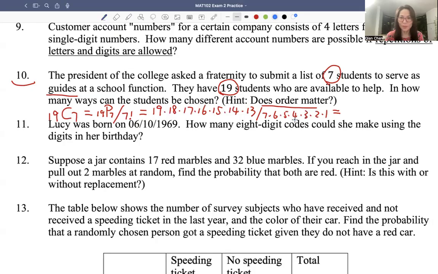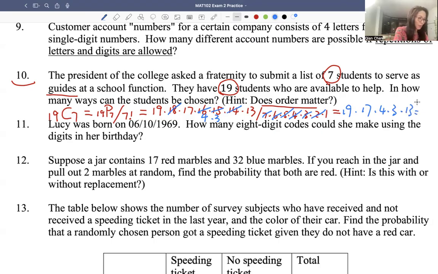For me, I can simplify some. So 2 times 7, that's 14. Simplify this. Then 3 times 6, 18. Simplify this. Then I have 4. 4 divides 16 by 4. I have 5. 5 divides 15 by 3. So we're left with 19 times 17 times 4 times 3 times 13.